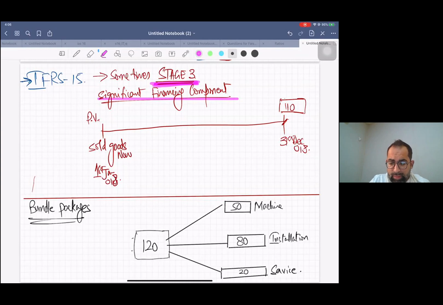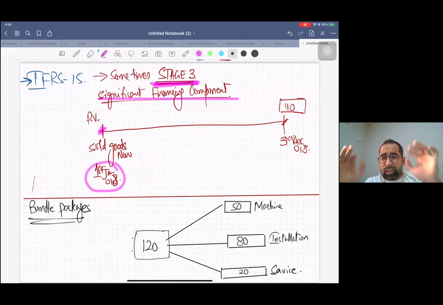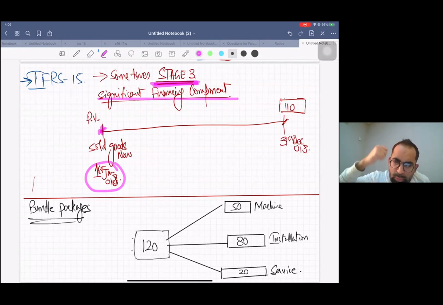What is this? You sold the goods on 1st January 2018. You deliver the goods to your customer now, and you told them to pay after 1 year. Or just think, I provided services to a student now, and told my student to pay me after 1 year. So there is a significant gap between the delivery of goods and the actual cash payment. So we need to discount.